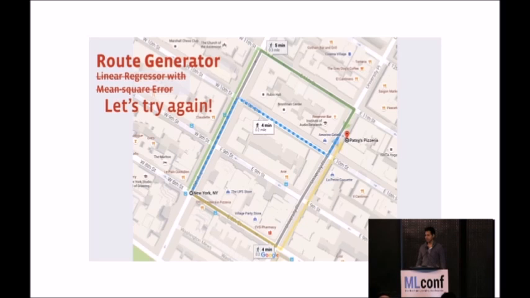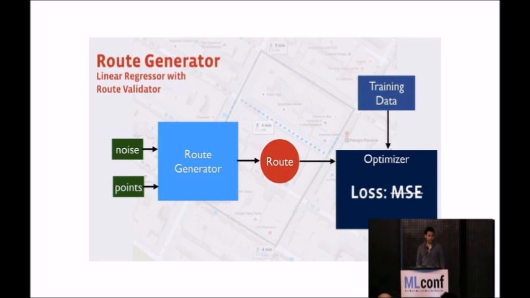So let's try to build this system again. You have a route generator that takes in some noise, and it takes in point A and point B that you want to go to. It produces a route, and then you realize that a mean square error loss is actually a terrible idea. What you instead want is some loss that measures whether it's a valid route or not. And how do you go about doing this? How do you construct a loss that says, okay, this given route is valid or this given route is not valid?